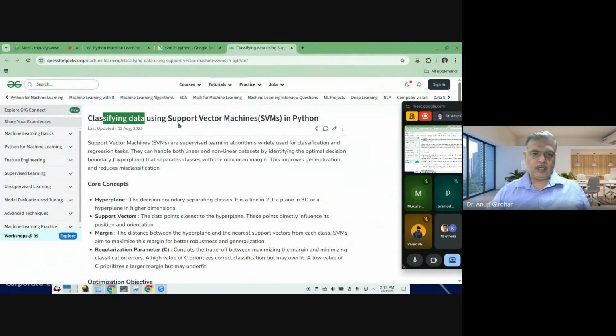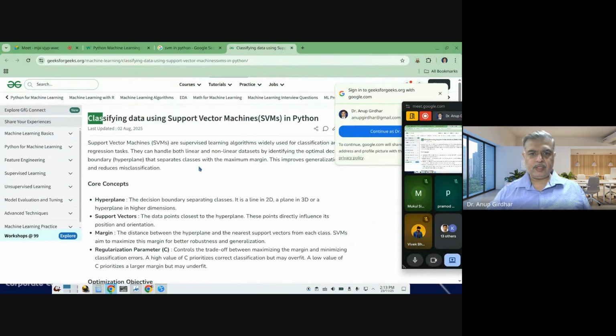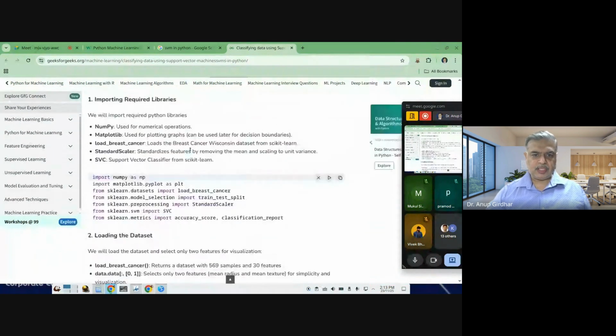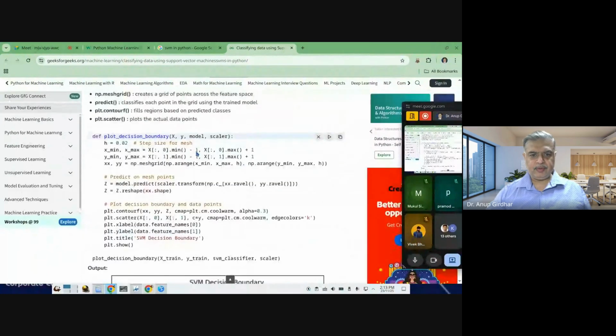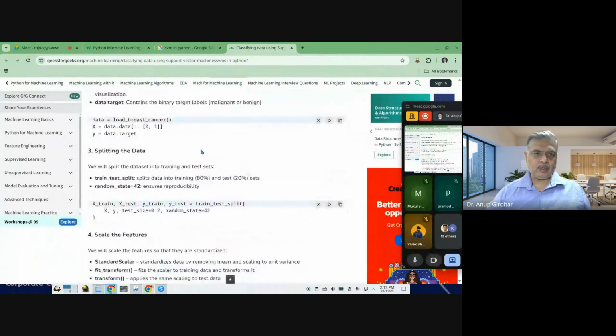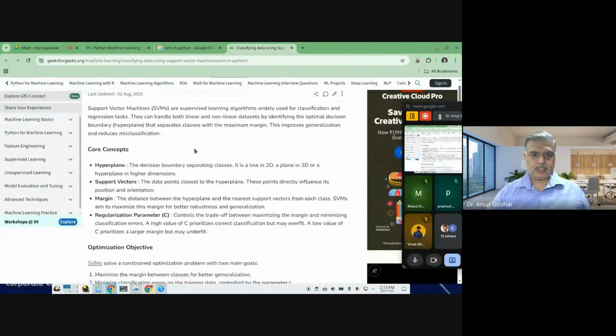So that is the way how you can have another algorithm for the classification of your data using SVM, right? So what is SVM? What is the content? Everything is mentioned very clearly in your GeeksforGeeks. So let's start with this.